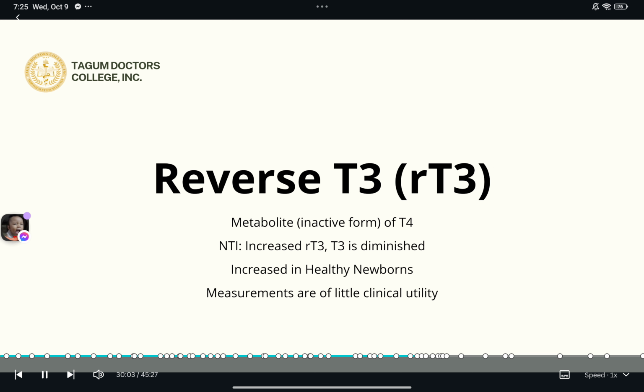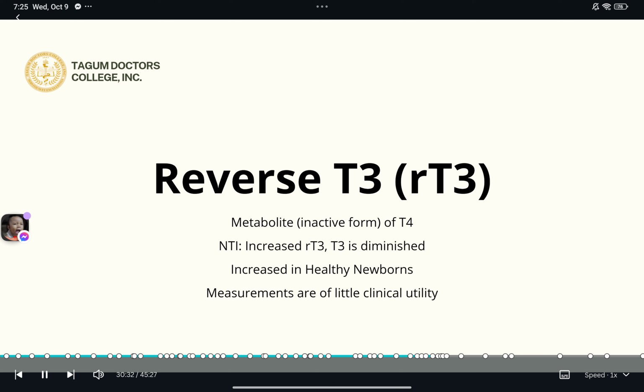And then we also have what we call our reverse T3 or RT3. It is a metabolite of T4. It is an inactive form. Okay, so during NTI, there's an increase in RT3 and the T3 is diminished. And it is increased also in healthy newborns and the measurements are of little clinical utility. So wala kayo ni siya measured jud sa lab.